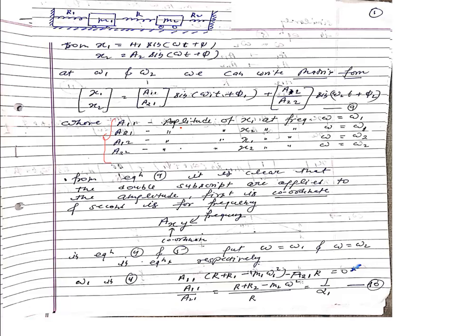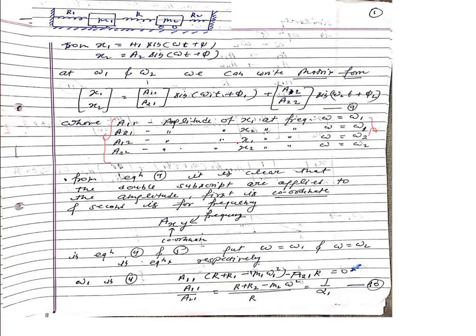This is very important. A11 is known as the amplitude of x1 at the frequency omega equals omega 1, and A21 is the amplitude of x2 at omega 1. So at omega 1 there are two amplitudes, A11 and A21, and at omega 2 there are two amplitudes, A12 and A22.